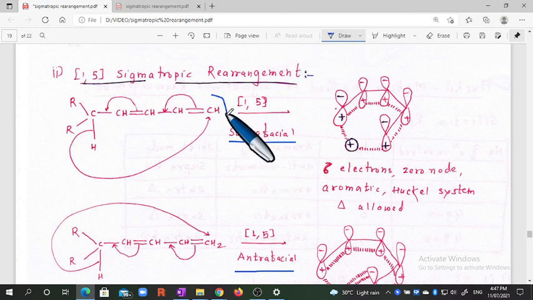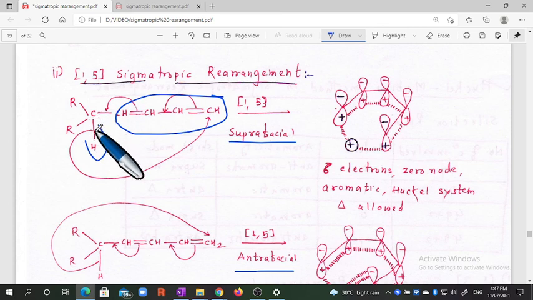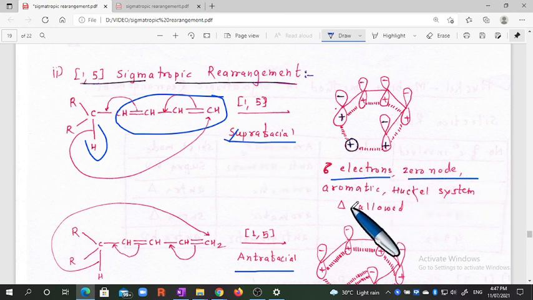Okay, there are these 4 electrons and these 2 electrons, total 6 electrons. Okay, a 6 electron system. And we know that if the reaction is suprafacial, there is no node, and we call that a Huckel system. First thing is clear: from the suprafacial migration of the hydrogen, there is 0 node and it is a Huckel system. Let us discuss the aromatic one.